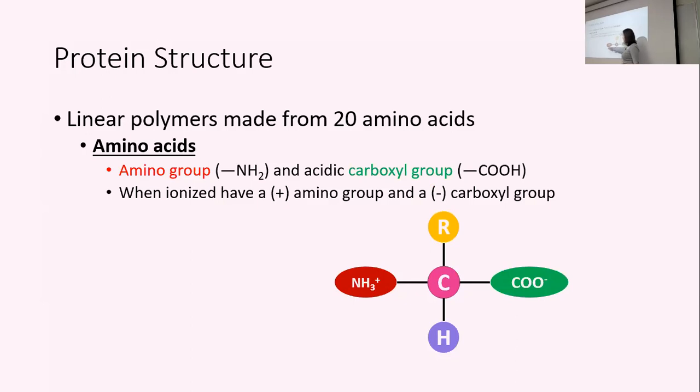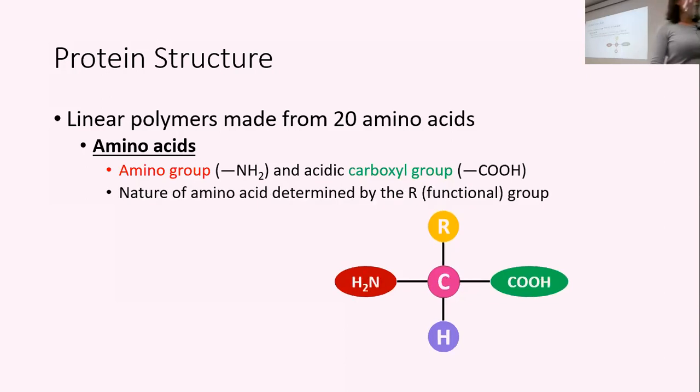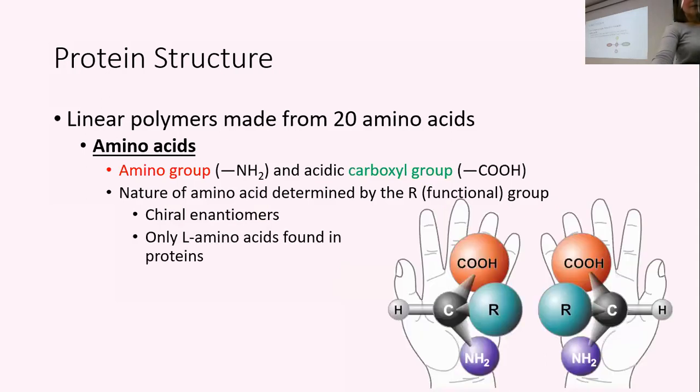We can ionize both of these groups and change the charge. We can have a positive charge here and a negative charge on this side, which is one level of how these amino acids are going to start to do lots of weird folding and shaping of things. We can switch out our charges. And then this functional group up here, this last guy, is what will ultimately determine the nature of that amino acid. And so we've got about 20 amino acids, referring to 20 different functional groups that we might see on an amino acid.